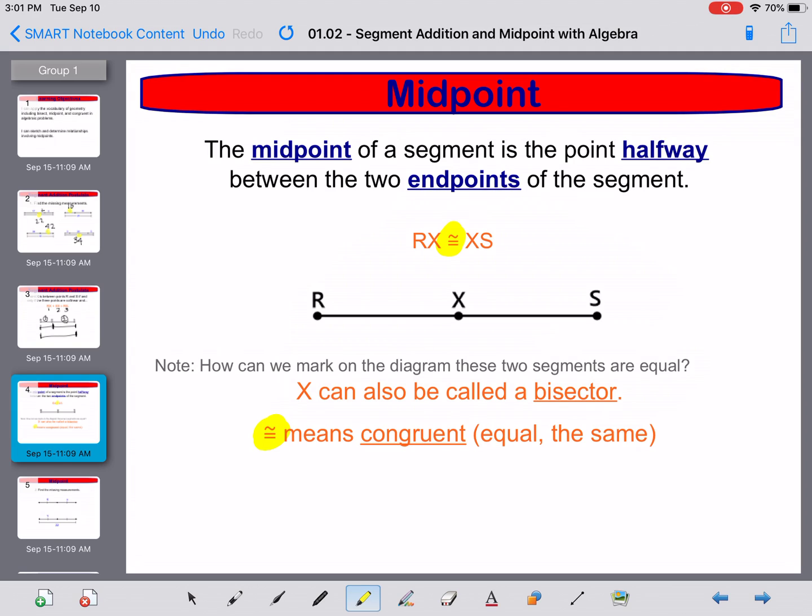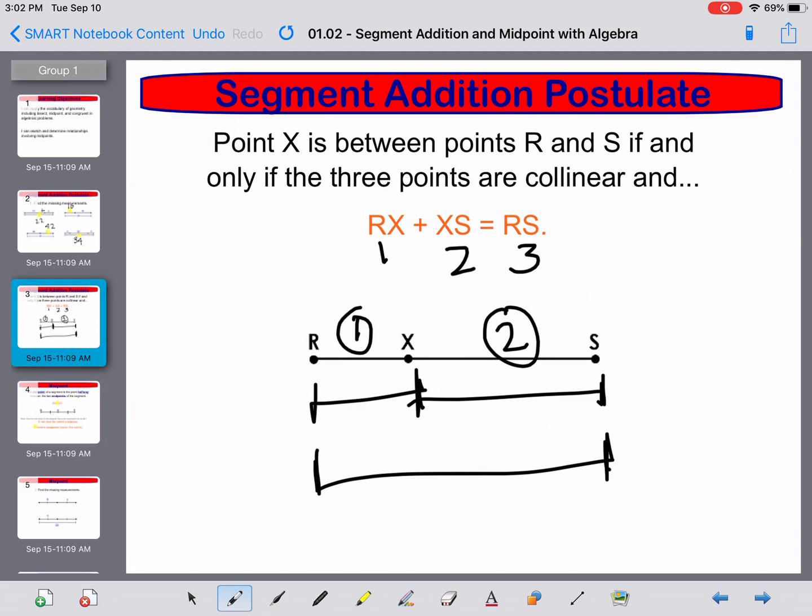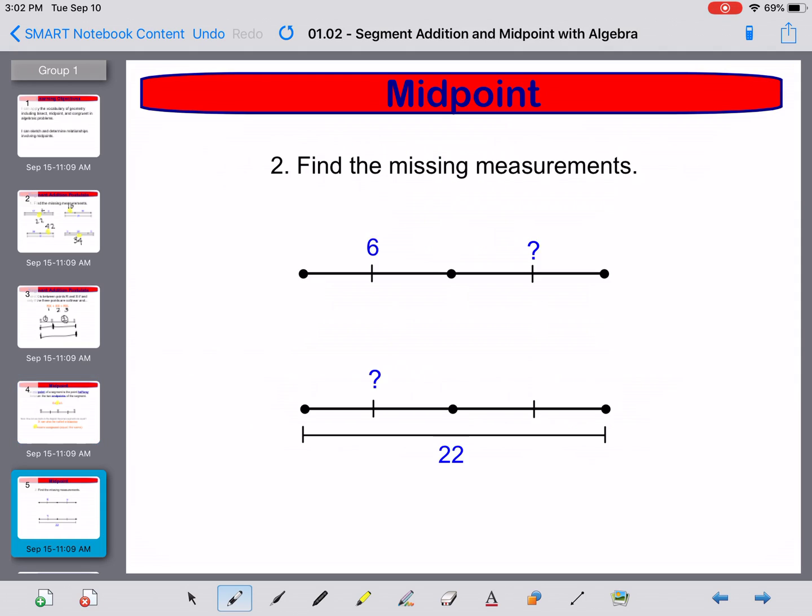We can also symbolize that by simply putting some ticks and saying that this and this are the same. If we had more than that, we could also use 2 ticks. But as long as we have the same symbol, that means that they're both the same thing, and we would be able to set those equal to each other. So if I know that they're congruent, either by symbols or by being told, I know that RX and XS are the same thing, or I can set them equal to each other. That's going to be our goal. Those are the two pieces with segment addition. We can either have one piece, so we have to add them together, or we can set them equal to each other and solve.